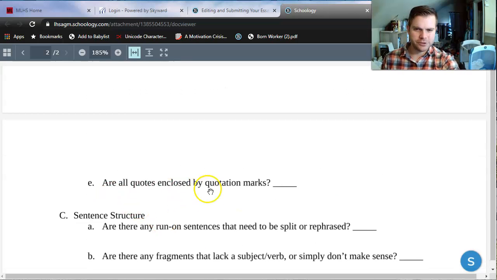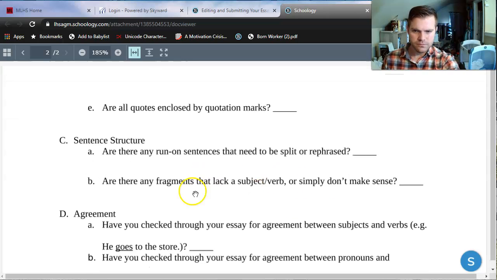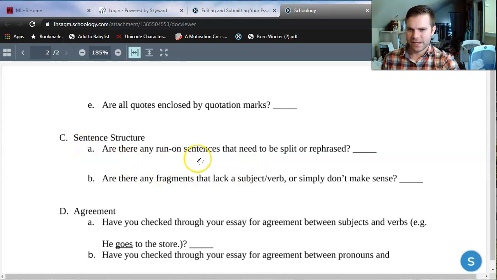If you use any quotations, especially if you use one as an attention getter, are you enclosing your quotes in quotation marks? Sentence structure, watch out for run-on sentences. The trick for those is to read out loud. If a sentence feels too long, it probably is. At that point, you should split it. Or you can rephrase run-on sentences by cutting unnecessary words or phrases.